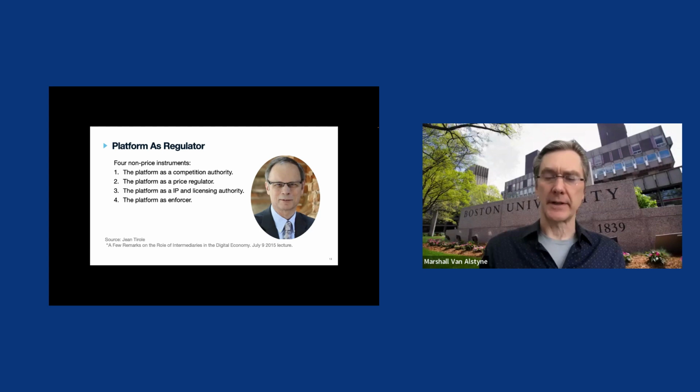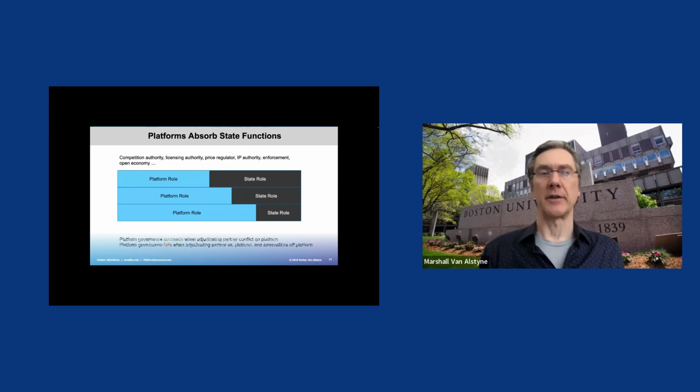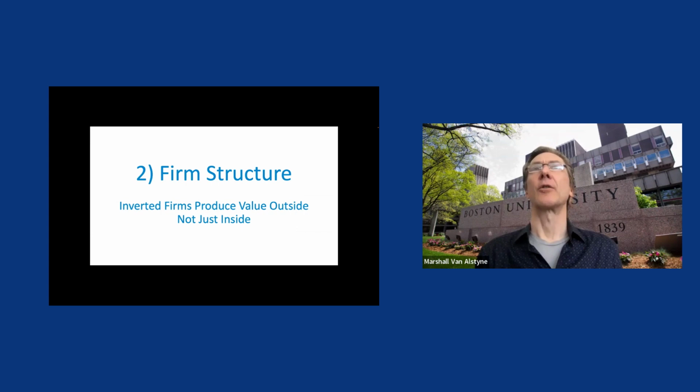But what's interesting is that as the platform starts to absorb state functions on adjudication and these other questions, its governance model succeeds when it adjudicates partner conflict, so, you know, consumer to developer, because it wants to keep both sides on platform. The governance often fails when adjudicating partner to platform because it's king relative to subjects, or when the externalities happen off platform. And I think all of those things are going to be present, and we'll come back to them in just a moment. So firm structure is an interesting question.